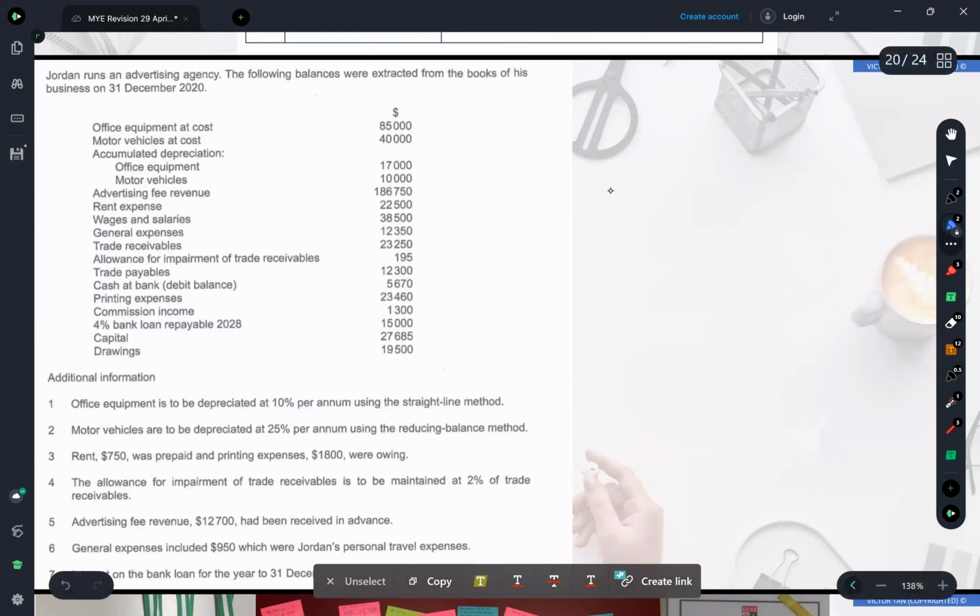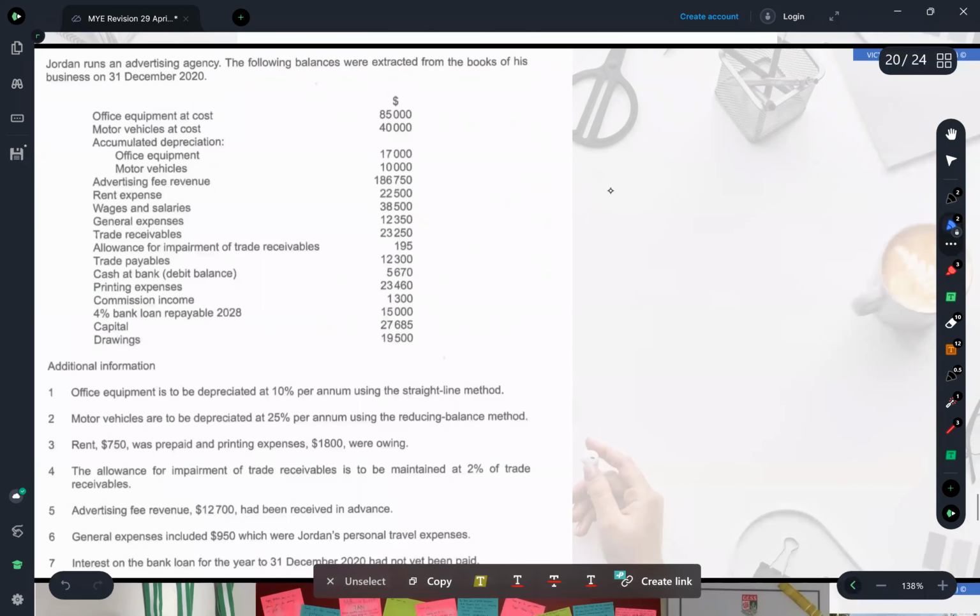So I give you a few minutes to read through the question again. Jordan runs an advertising agency, and you need to prepare the performance and the position, right or not? So read through. If you are Sec 3, all these will not be tested because you won't be learning it yet. But it's okay, you can just listen and pay attention, and then hopefully when you learn this in Sec 4, it will be better for you.